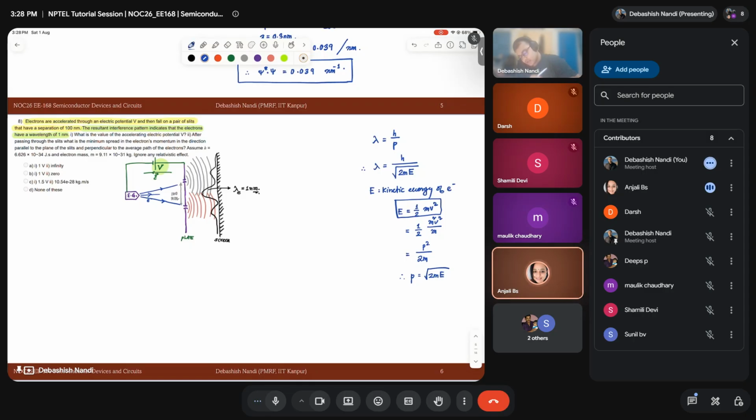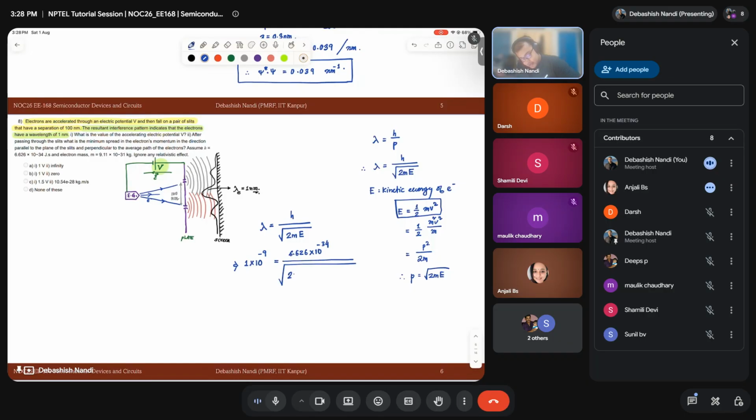Lambda is given as 1 nanometer, so we have lambda equals h by square root of 2mE. Let us substitute: lambda is 1 nanometer, 10 raised to minus 9 meters. H is 6.626 into 10 raised to minus 34. M is 9.11 into 10 raised to minus 31.